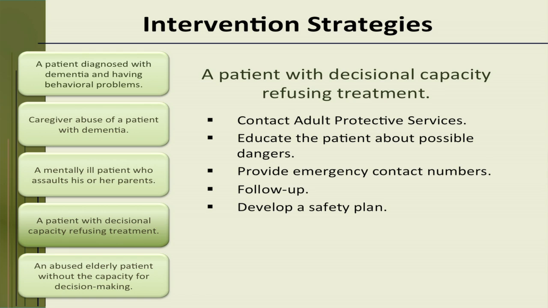Then we have patients with decisional capacity who are refusing treatment. Well, in that case, if we have an older adult who does have decision-making capacity, and especially medical decision-making capacity, then what we would do is we'd contact Adult Protective Services. We may educate the patient about possible dangers for making certain situations that puts them at risk. We may provide emergency contact numbers, follow up, and then develop a safety plan for these individuals.